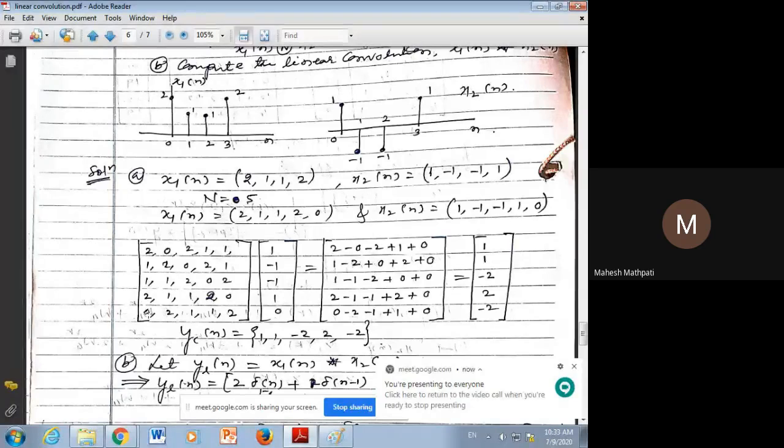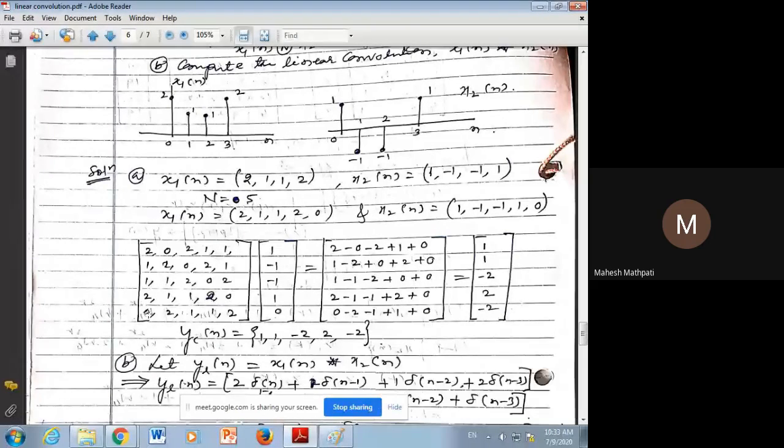Simply, if such questions are there, please use the matrix method, the simple method. Don't increase your work unnecessarily. If it is not asked to solve by matrix method, if it is not asked by concentric circle method, or if it is not asked by DFT IDFT method, simply go with the matrix method for solving the question.